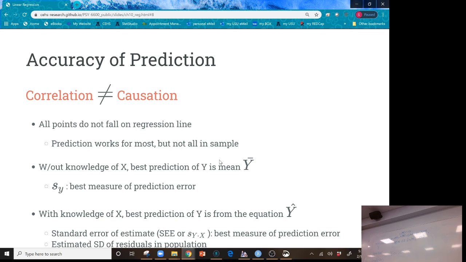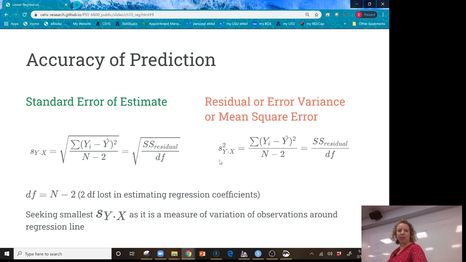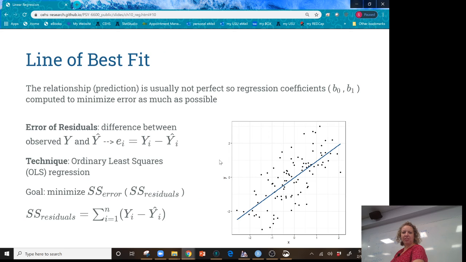Does regression work equally well for every data point? No. Yeah, we need to do an example. So that's just a lot of words. Okay. Standard error of estimate. I'm going to skip that. Line of best fit. Okay.